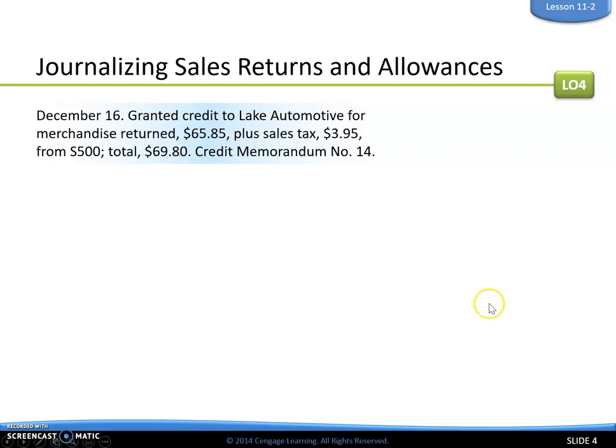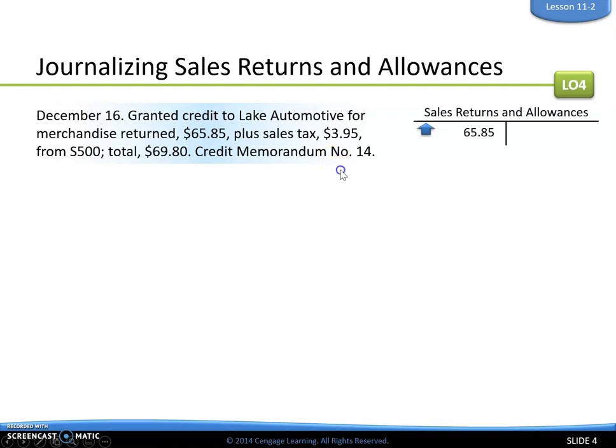So they do give us 2 source documents in here. This S500 is the original sales invoice. So that's the sales invoice when they purchase that merchandise from us. Credit memorandum number 14 is what we are using for that return. That's what we are going to use when we are journalizing that transaction.